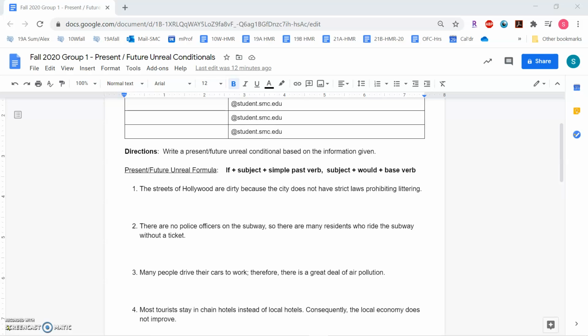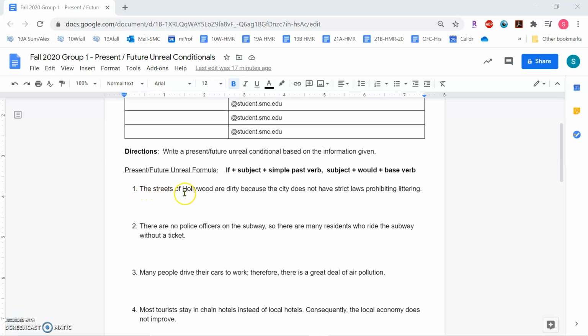So with the present future unreal conditional, you make something not true in the present, so both the if and the result clause are not true. You make both clauses the opposite of reality, and the goal may be to make a more positive result in the future that you do want, or a more negative result in the future that you don't want. So the first thing that we need to do is to find a cause and effect relationship. So let's look at the first sentence.